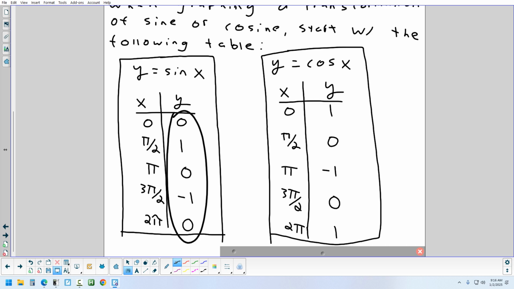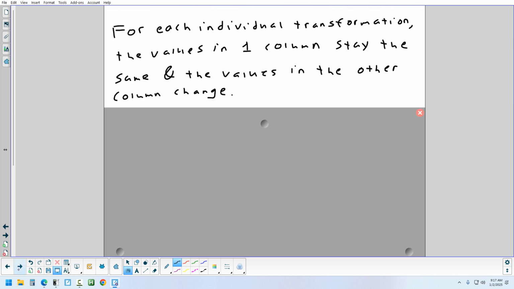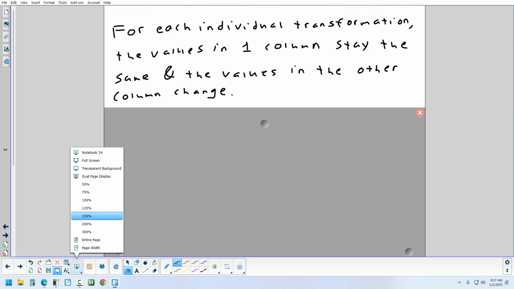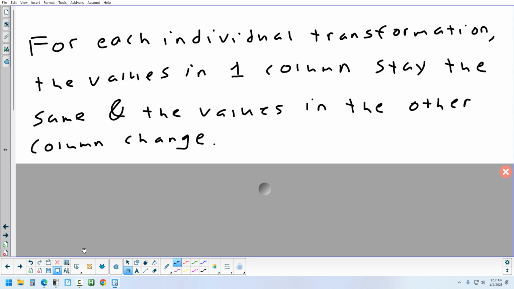Okay, everybody have those 2 tables. All right, so the way that we're going to start out is we're just going to do one transformation at a time. It's a little bit slower than what we're used to doing. Usually we just learn every transformation at the same time: stretch, shift, reflect, all 6 of them together. Today, we're going to do one thing at a time.